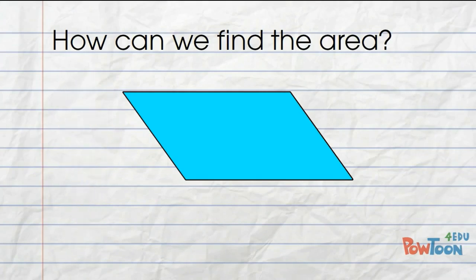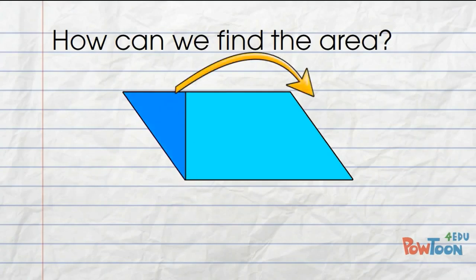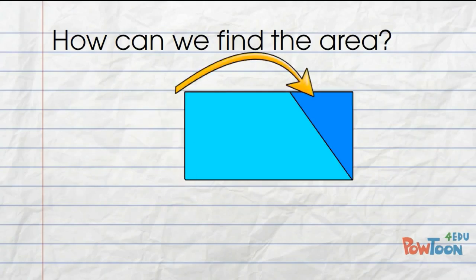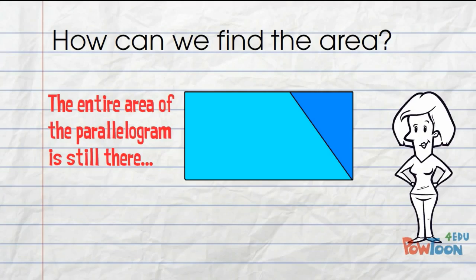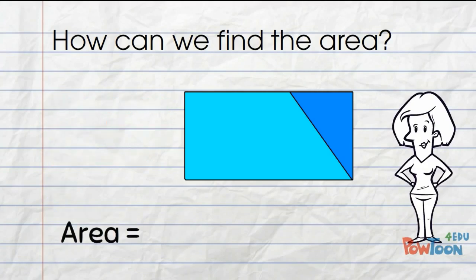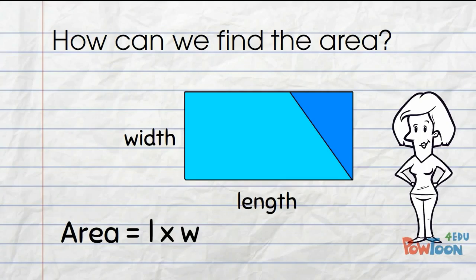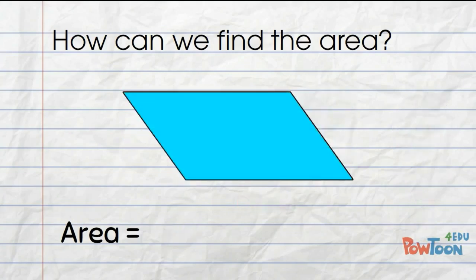If I cut a triangle off this side and move it over to this side, we get a form that is so much easier to work with. I didn't take anything away, the entire area of the shape is still there. I just rearranged it to form a rectangle. And you know how to find the area of a rectangle, length times width. But for a parallelogram, we say the area is base times height.